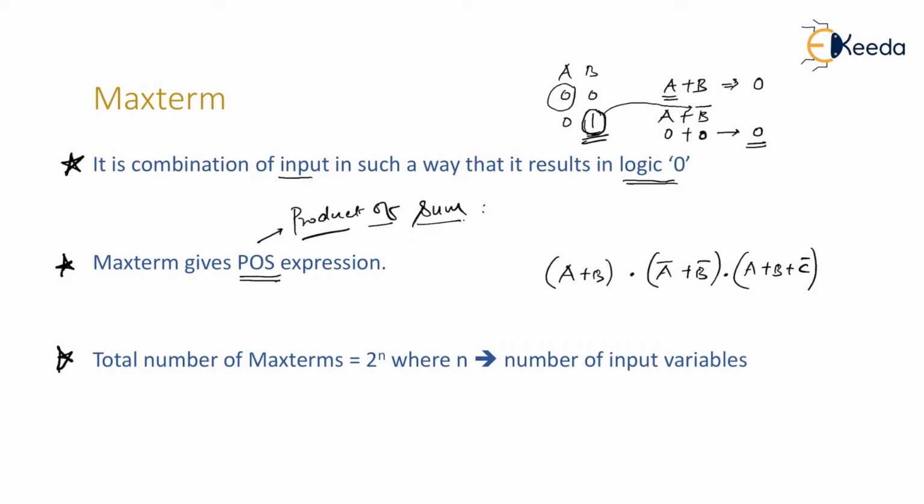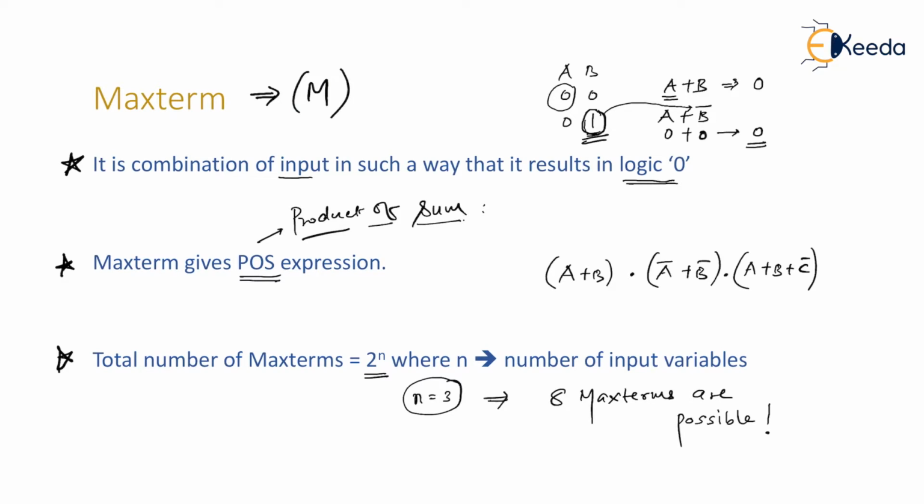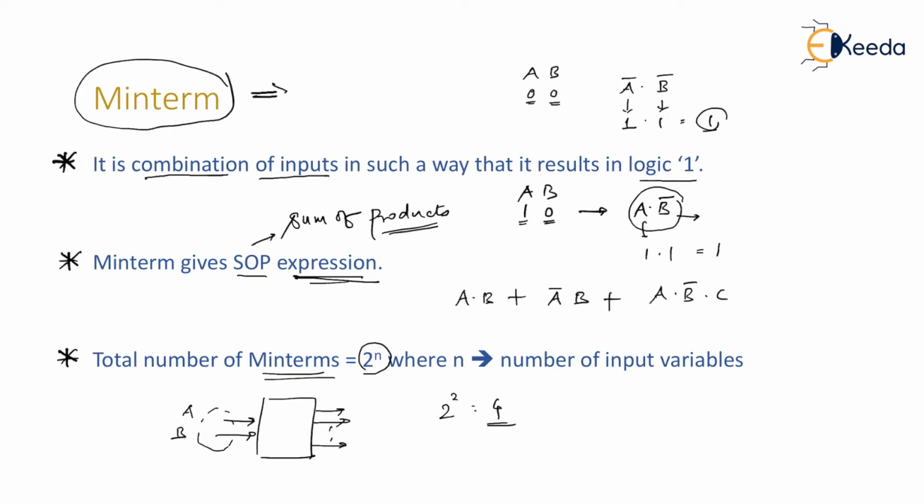Now again, if you look at the total number of maxterms, it is always 2 raised to n, same as before, where n indicates the number of input variables. For example, if n happens to be equal to 3, then the total number of maxterms possible is 8. One more thing, maxterms are denoted with capital letter M and minterms are denoted with small letter m. Please don't forget that.